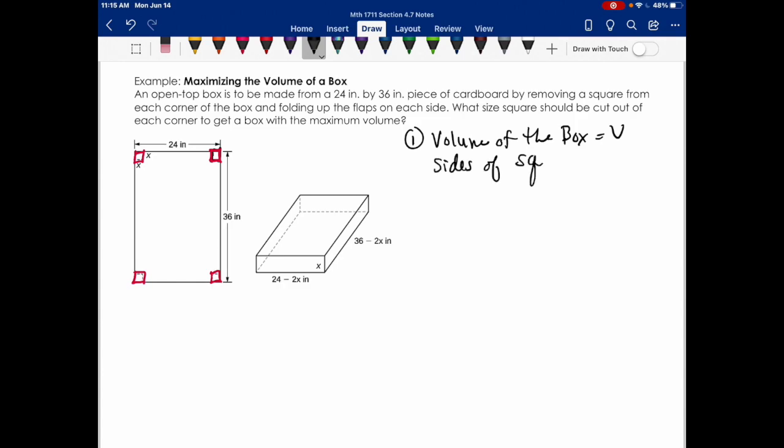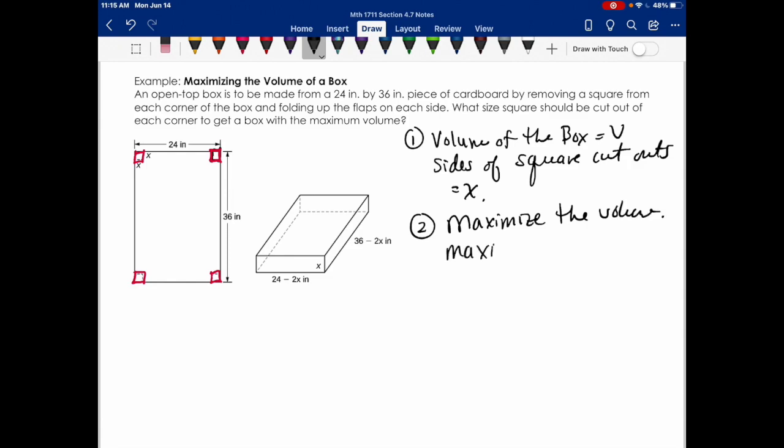And we'll do sides of square cutouts will be X. Okay, so step 2, the question is asking us to maximize the volume of the box. So let's write that down. We're going to maximize the volume.